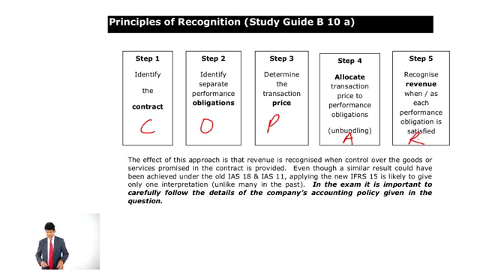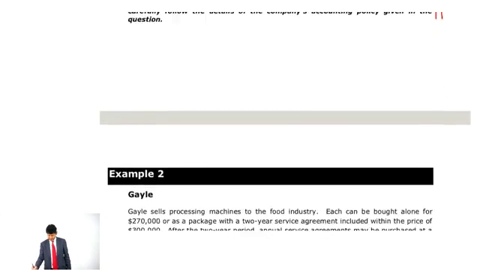As I say there, the effect of this approach is that revenue is recognized when control of the goods or services promised in the contract is provided. Okay, so just follow the question's company policy. All right, very straightforward. Now here comes my first question.